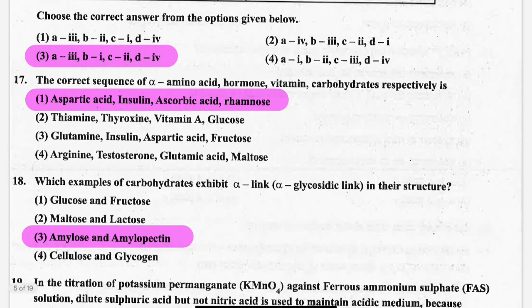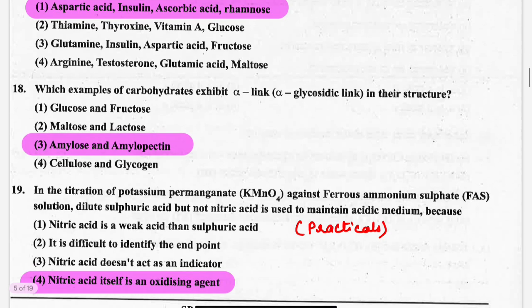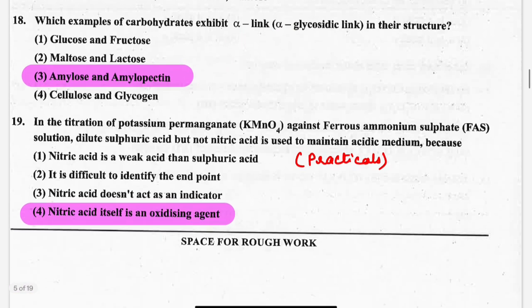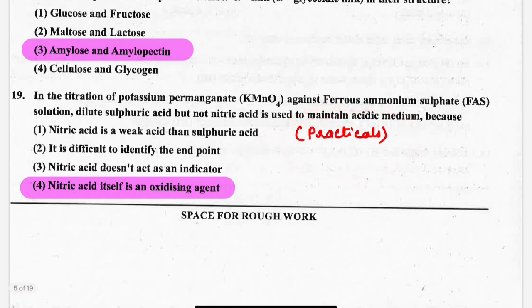Next, the 17th one. The correct sequence of alpha amino acid, hormone, vitamins, carbohydrates respectively is: aspartic acid, insulin, ascorbic acid and rhamnose. Rhamnose is a carbohydrate, and ascorbic acid is a vitamin, you know that, vitamin C. Insulin is a hormone and aspartic acid is an amino acid. Which example of carbohydrate exhibits alpha glycosidic link in its structure? The answer is amylose and amylopectin. So they will be having alpha link. And then from practical chemistry, you can see this is the question asked.